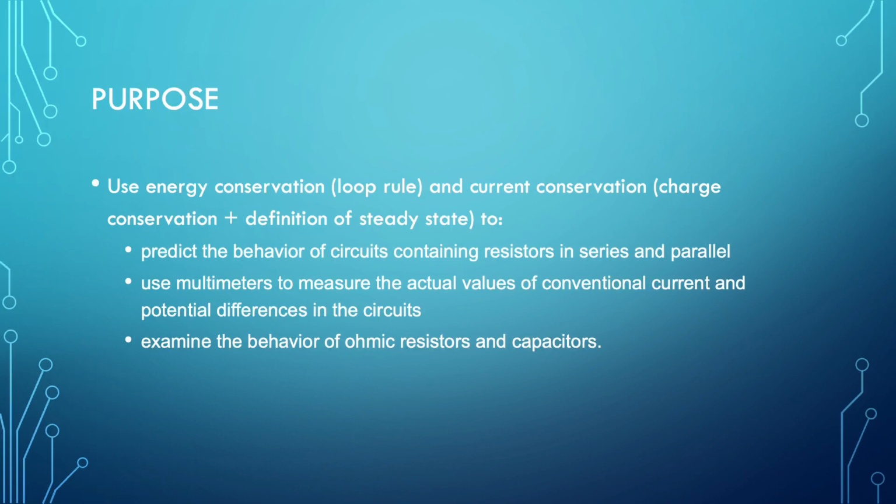The purpose of this lab is to use energy conservation, also known as the loop rule, and current conservation, which is charge conservation and the definition of steady state, to predict the behavior of circuits containing resistors in series and parallel, use multimeters to measure the actual values of conventional current and potential differences in the circuits, and finally to examine the behavior of ohmic resistors and capacitors.